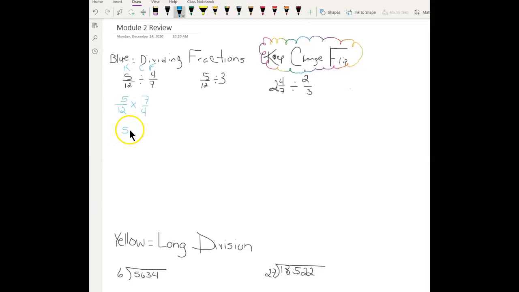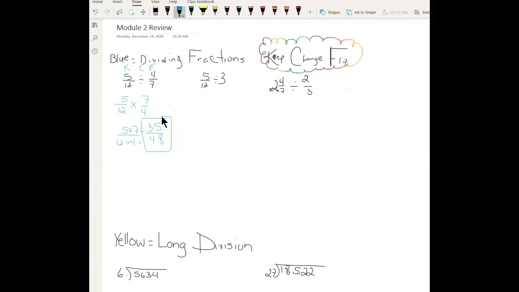So 5 times 7 equals 35. And then 12 times 4 equals 48. And there's nothing we can do to simplify that. So we are good to go. That's our answer.